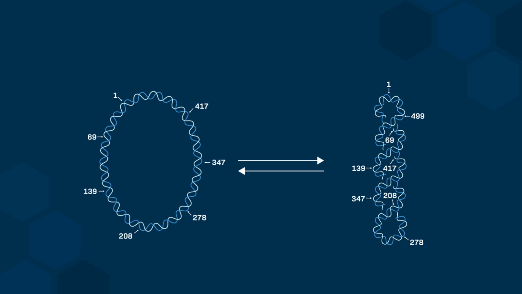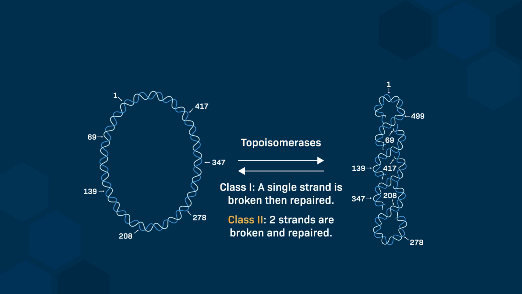This change of linking number without a simple interconversion of the twist and writhe requires the breakage of at least one strand of the double helix. This breakage is possible and is catalyzed by enzymes called topoisomerases. There are 2 classes of topoisomerases. Class 1 breaks only a single bond and then repairs it. Class 2 breaks 2 strands of DNA and then repairs them.